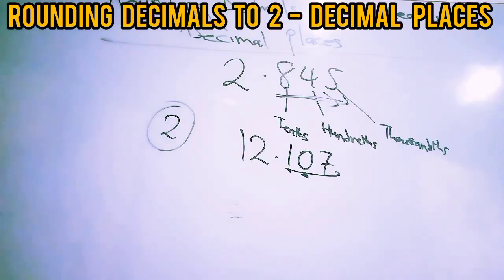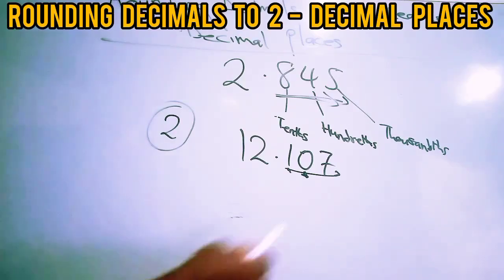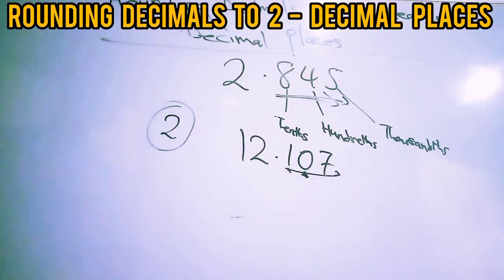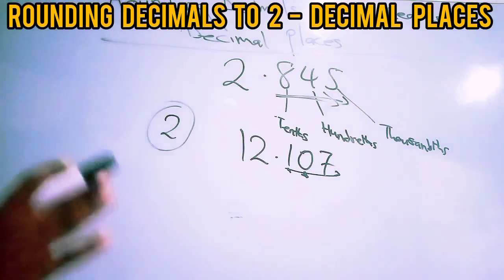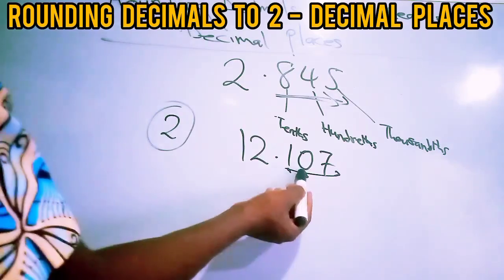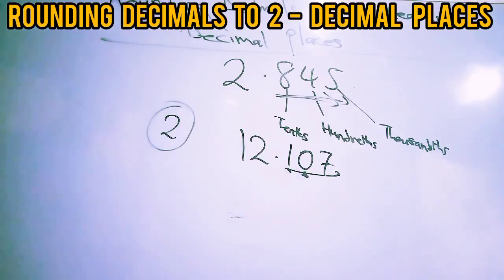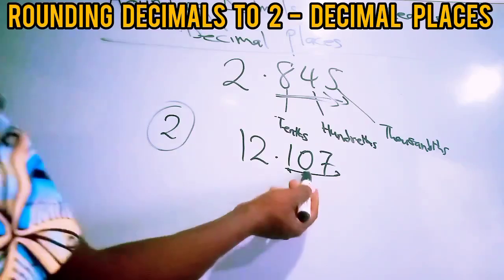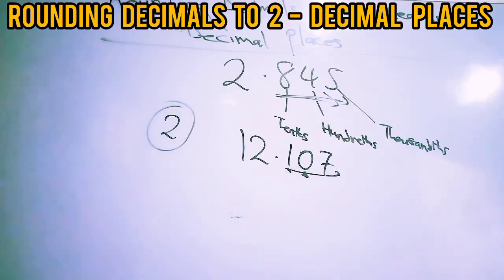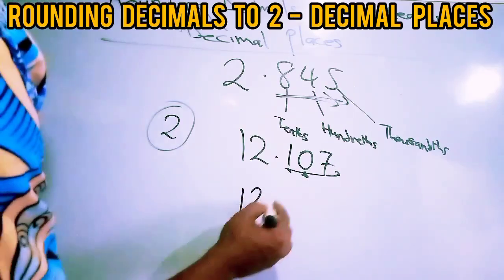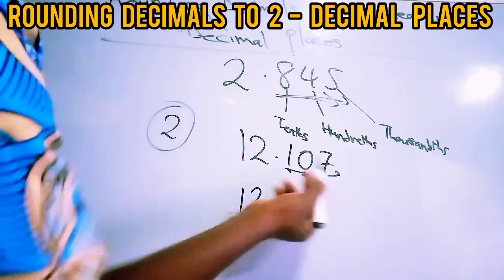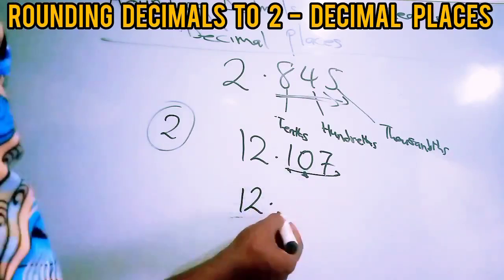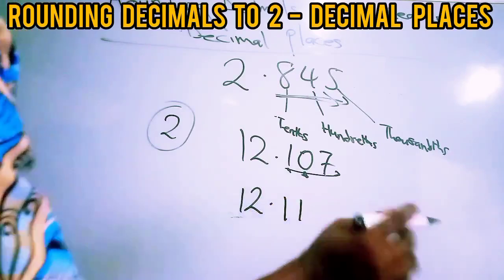Now for us to work on the 0, it is dependent on the number after the 0, that is the 7. Is the 7 bigger or less than 5? If it's 5 and above, what we do is add 1 to this. But if it is less than 5, you maintain the number in question, just like the way we did in the whole number section. So I'll be having my 12 point. I realize that the 7 is bigger than 5, so I'll add 1 to this to make it 1 and 1, and I'll forget the rest.